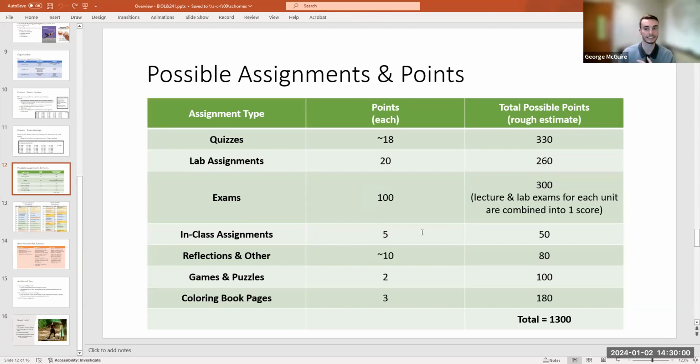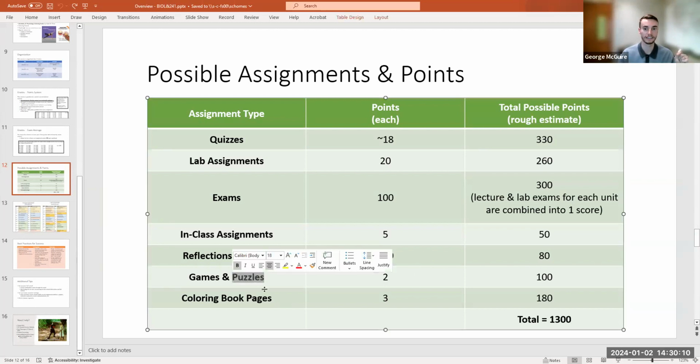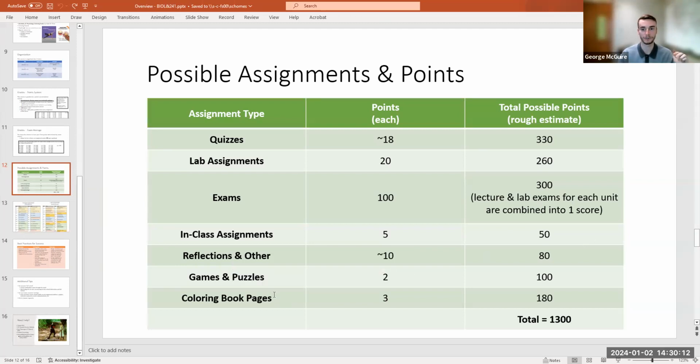We will have a few in-class assignments throughout the quarter. Reflections and other are just assignments that didn't fit into these other categories. They're about 10 points each. And then the assignments where there's going to be the most stuff to do or a bunch of individual things are going to be the games and puzzles and the coloring book pages. At the end of this PowerPoint, I'm going to go back through Canvas and I can show you what this looks like.